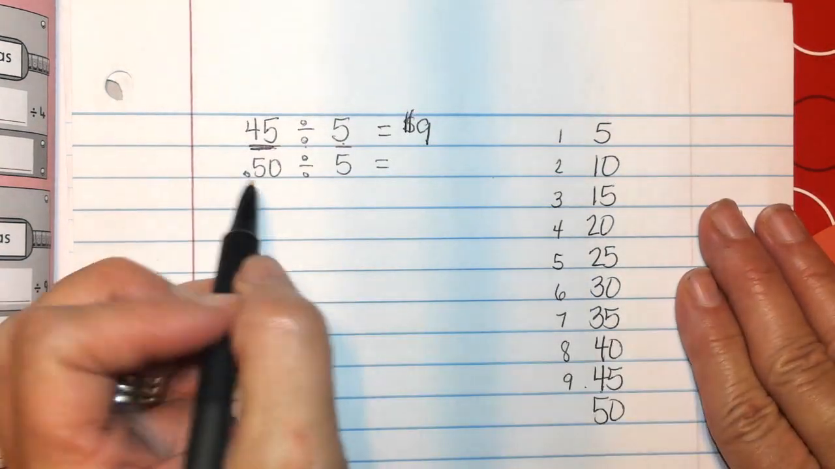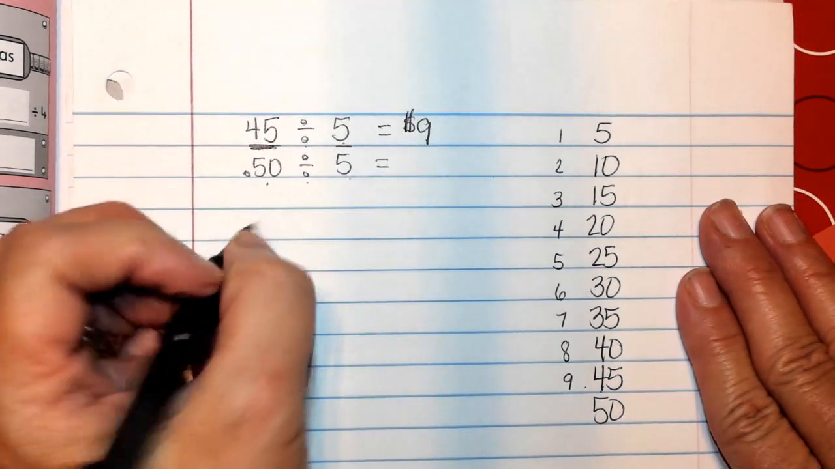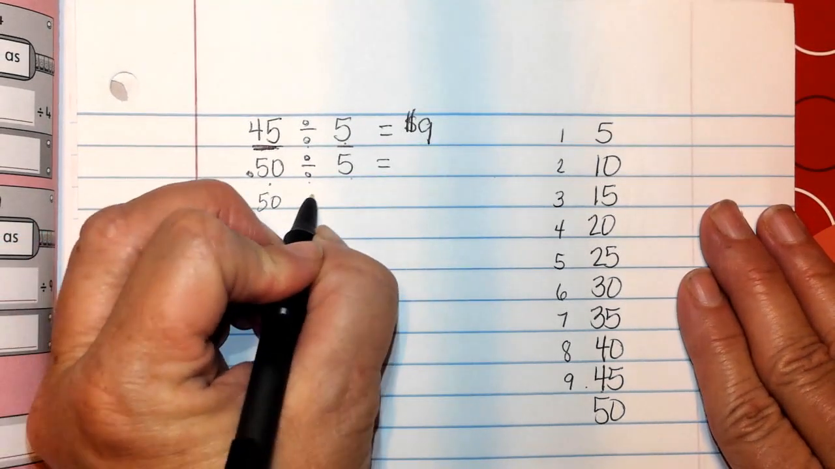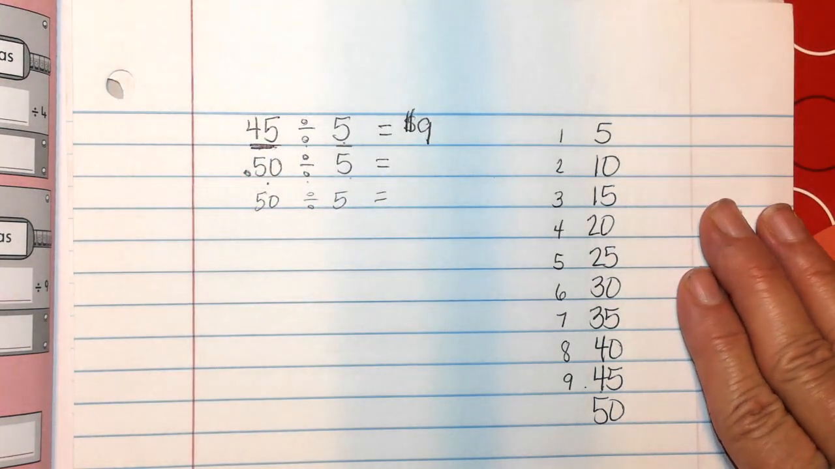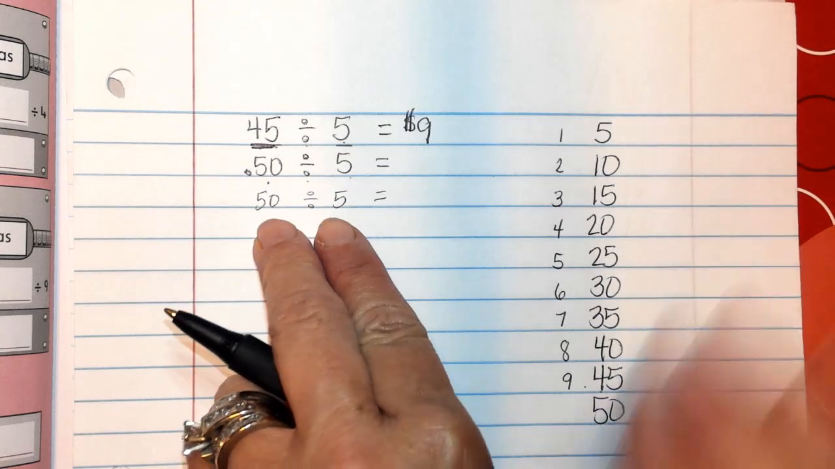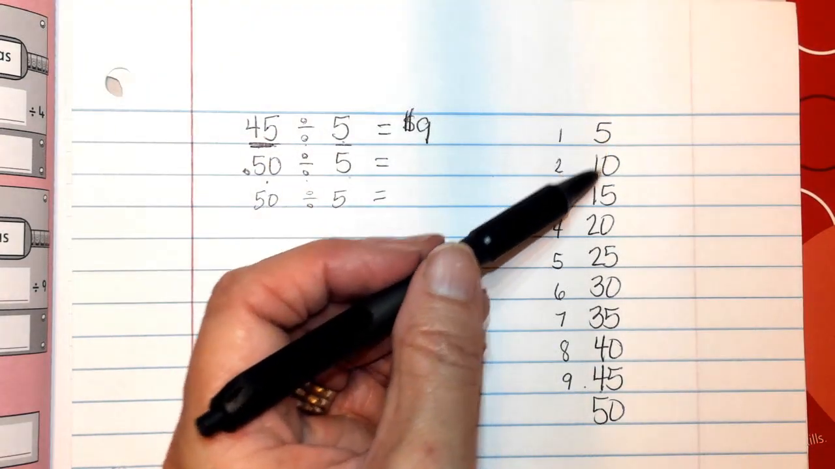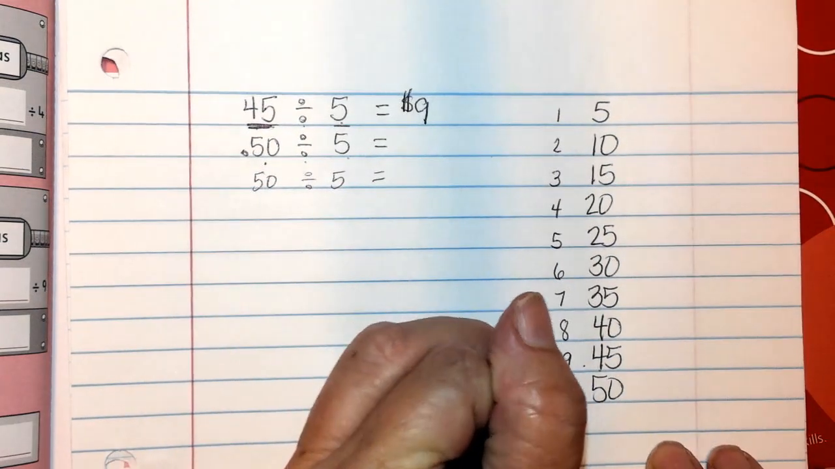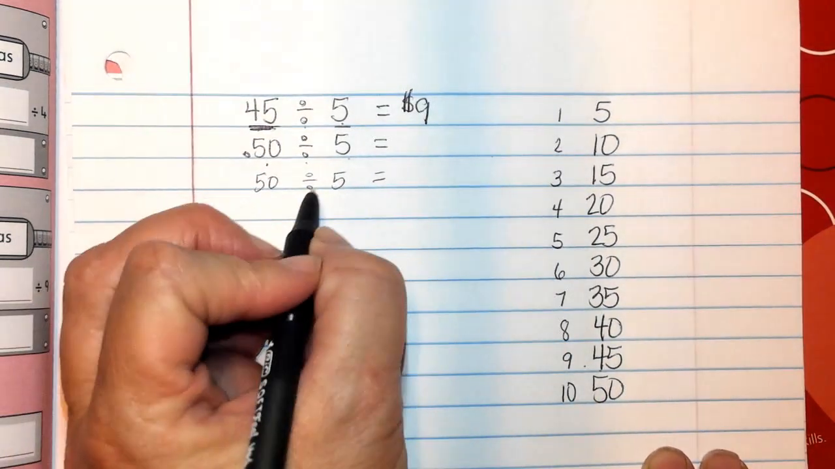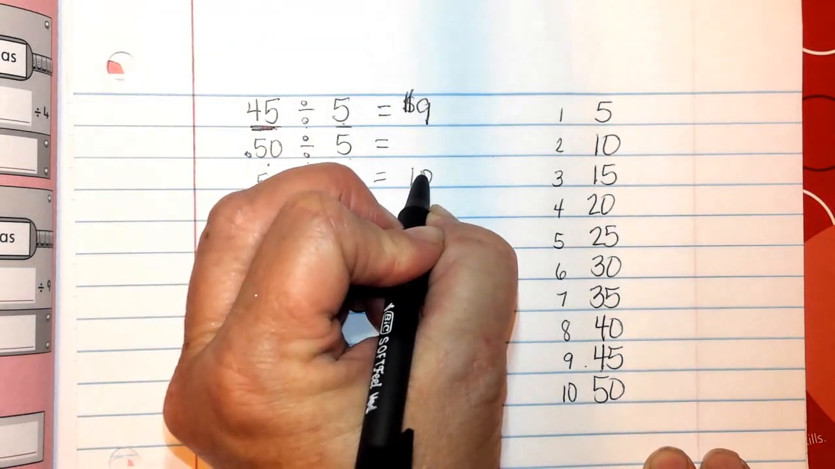Okay, now I have 50 cents divided by 5. So I can think of that as 50 divided by 5. I can use the relationship of whole numbers to help me with decimals. So I'm going to be looking for 50, and when I count that, that's going to be 10. So remember that 50 divided by 5 is the number 10.